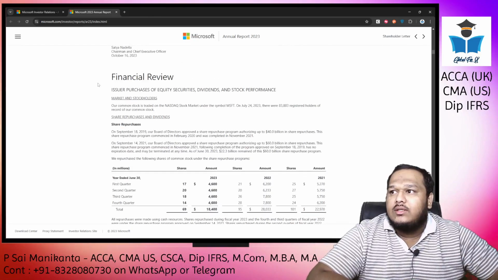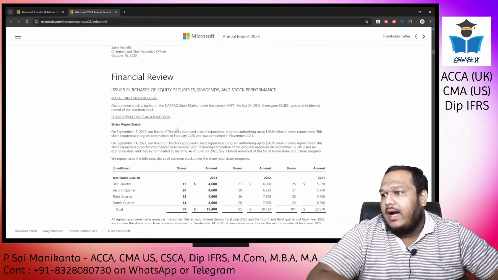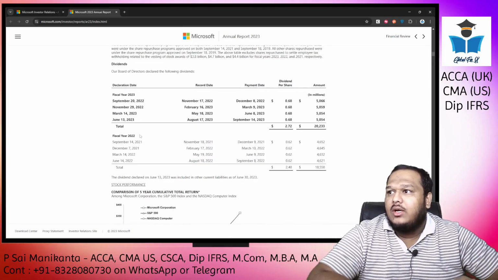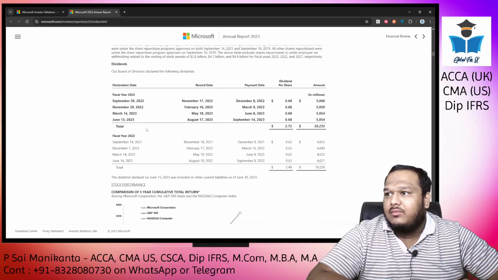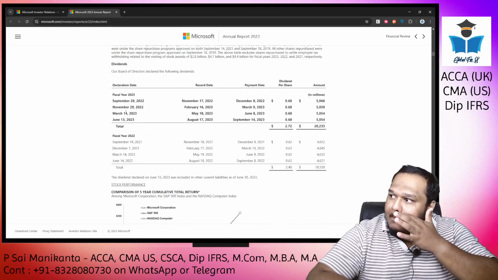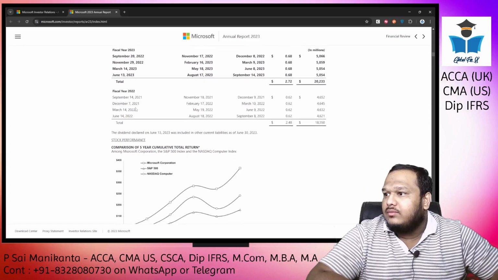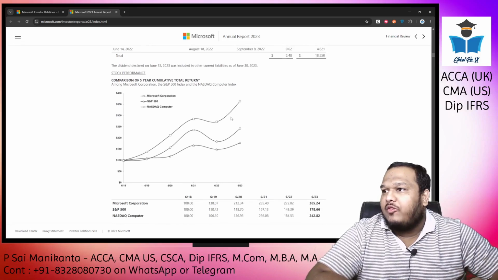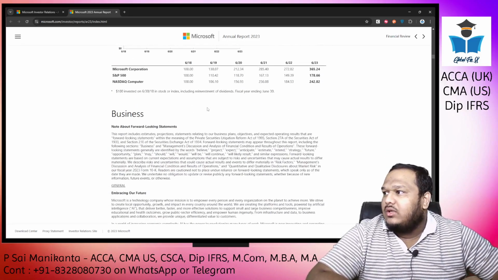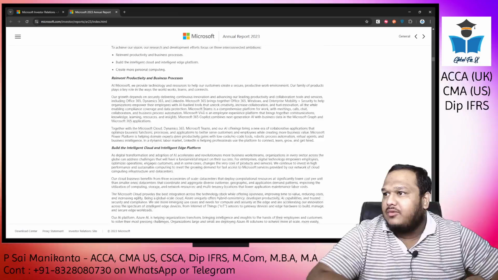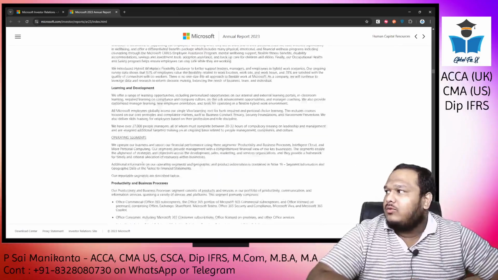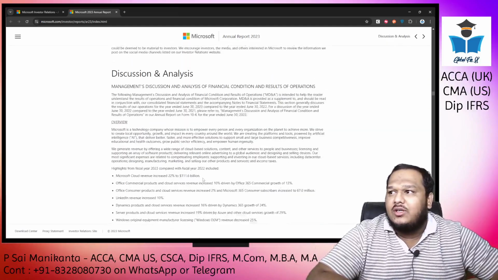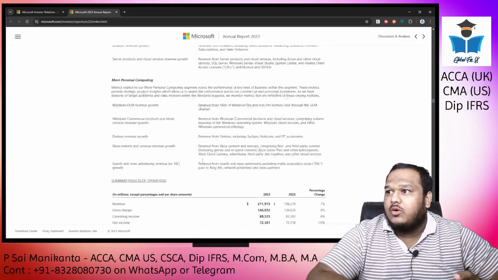There you go. There is the financial review. They had some shares issued and dividends and stock performance related information. How much dividends they have declared. Then how the company's stock is performing over the last 5 years, the share price and all that stuff. So what do they offer? You have to go through all of this huge list of information that they are presenting to their shareholders.